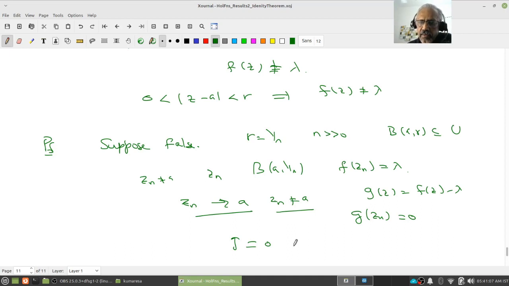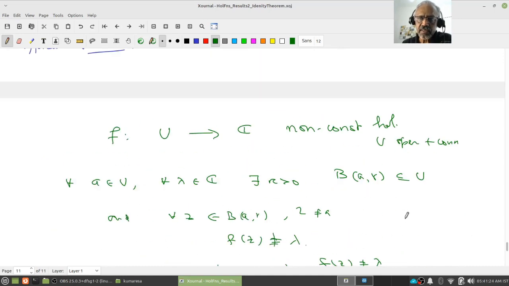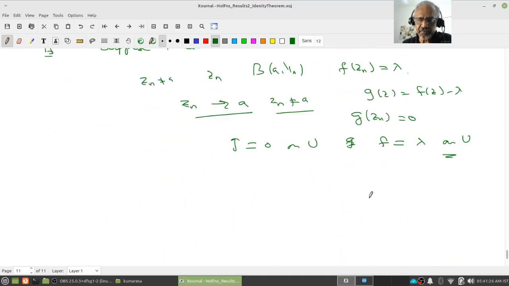This is a function defined on U, which is open and connected, therefore g is 0 on U, but that means f is lambda on U. That's a contradiction because we assumed f is a non-constant holomorphic function.